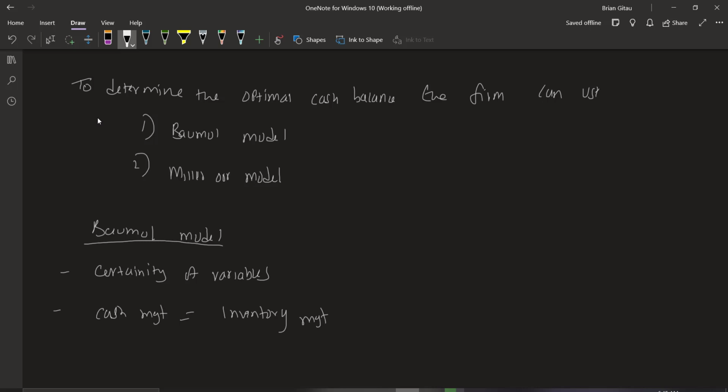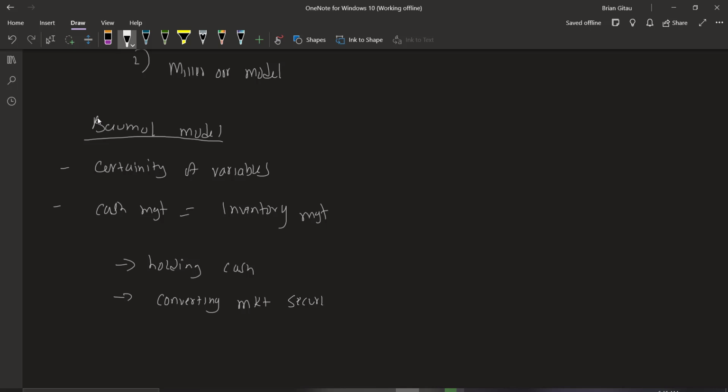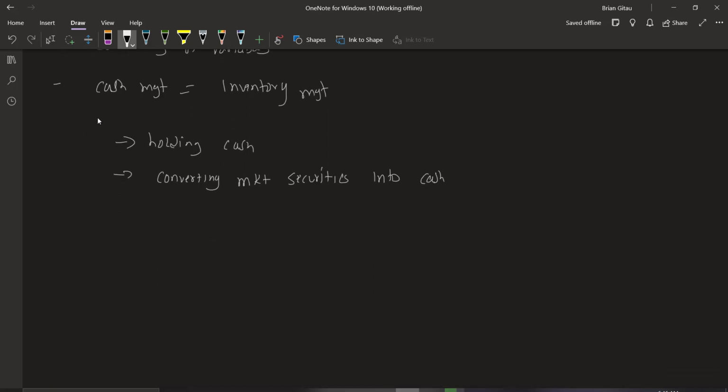So in this model, we will be interested in managing two costs, just like the inventory management. One, the cost of holding cash, and number 2, the cost of converting marketable securities into cash.